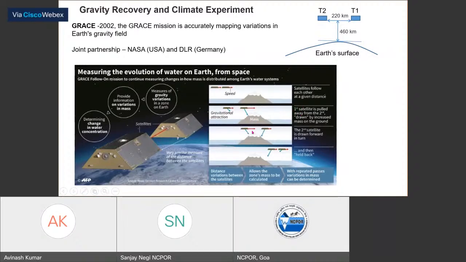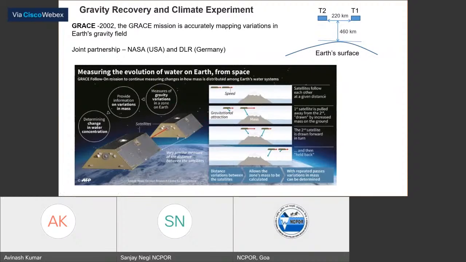As it approaches, the distance is varied. So the variation in the distance between these two satellites is directly interpreted to estimate the geoid gravity variations on the surface of the Earth. So these gravity variations can be the small scale anomalies or the large scale anomalies. So what exactly has this particular mission established?